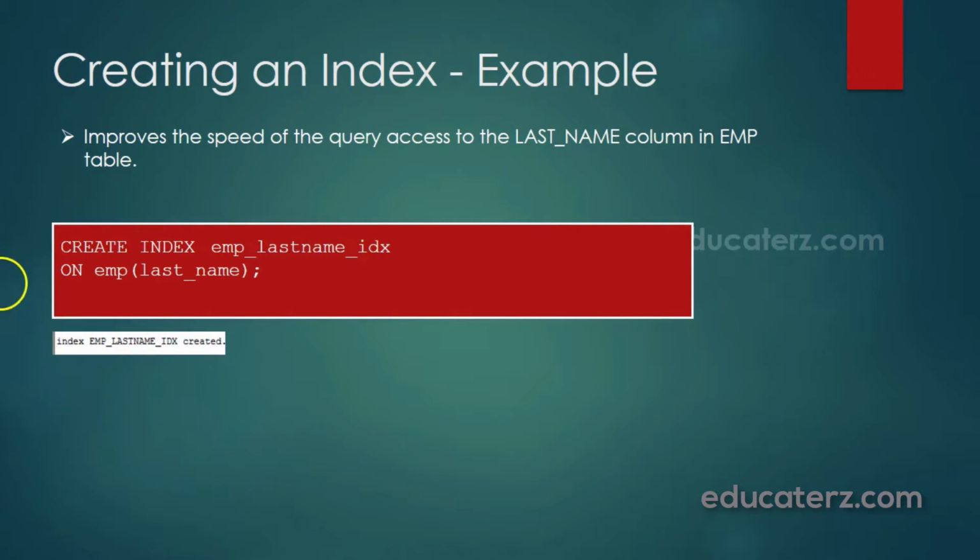You can create an index like this. Create index emp_last_name_idx. This is the name of the index we mentioned, on the emp table, and the column name is last name. Normally, when you give the index name, you mention the table name, underscore, the column name, and then idx. Idx stands for index.